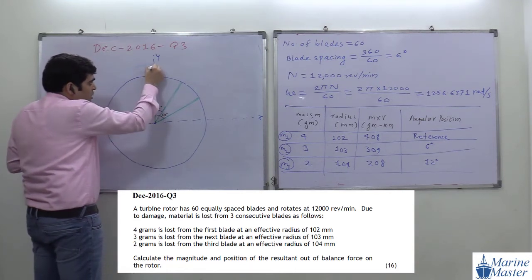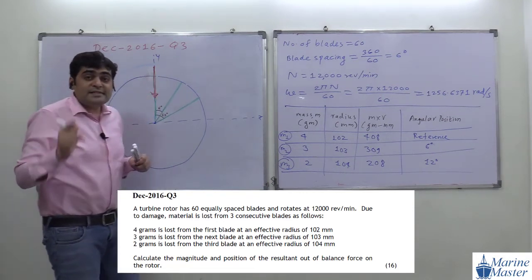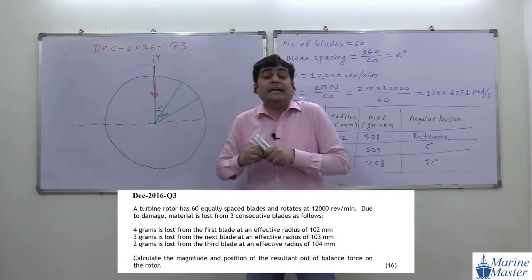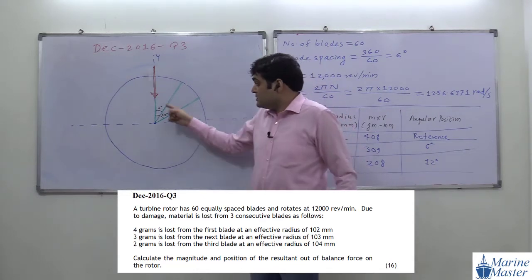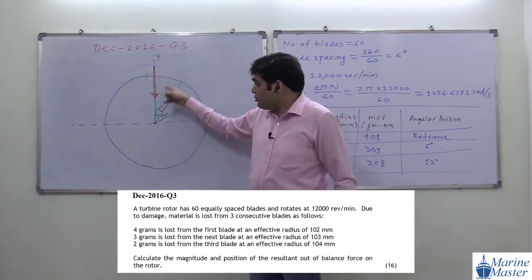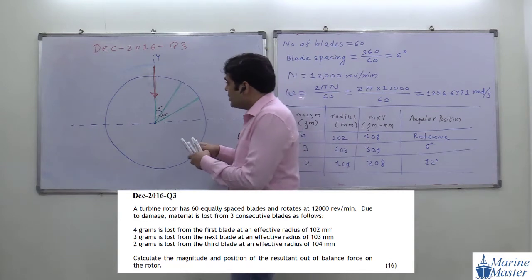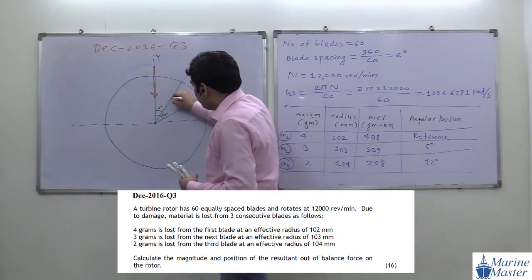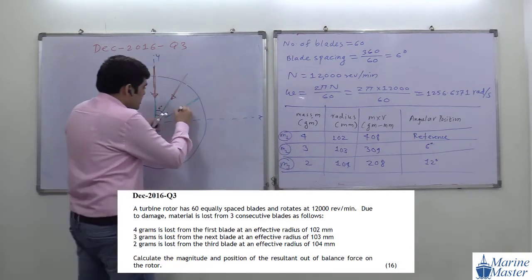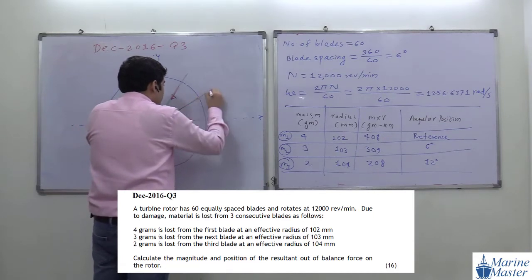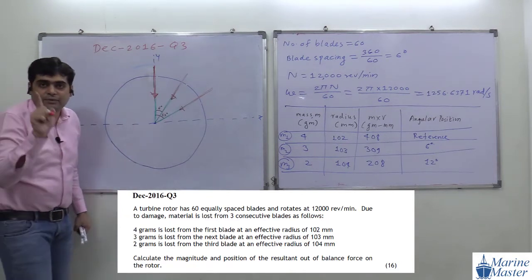We will make one golden rule here. Wherever mass is removed, the centrifugal force from that location will act radially inward. Okay, guys, are you getting my point? If mass is removed from this location, the centrifugal force goes radially inward. If mass is removed from this blade, the centrifugal force will go radially inward. If mass is removed from this one, the centrifugal force goes radially inward. Any doubt in this discussion? How is it going radially inward?